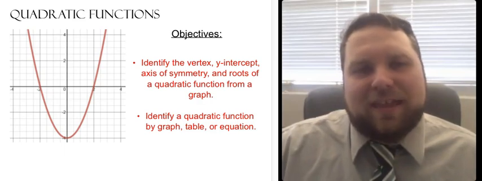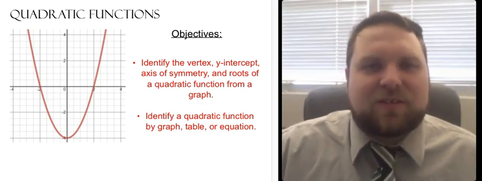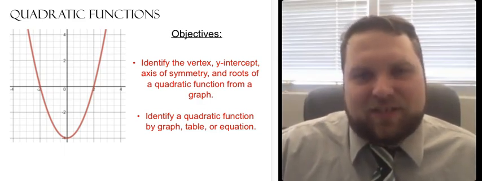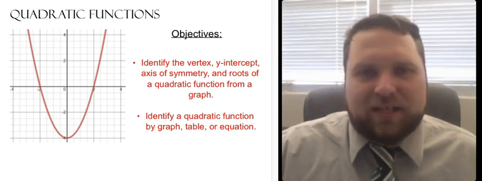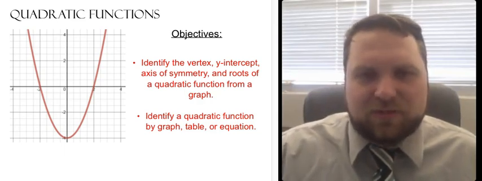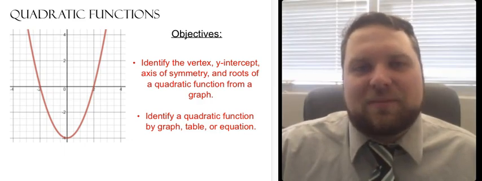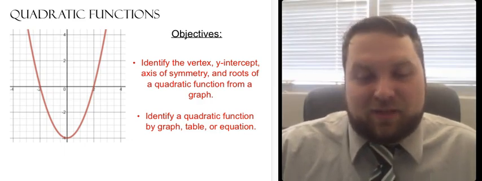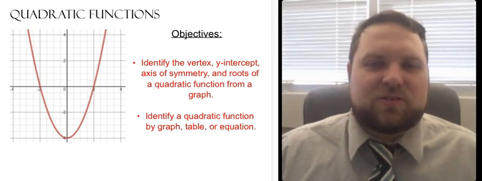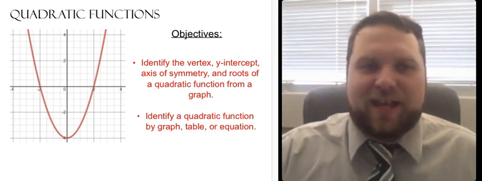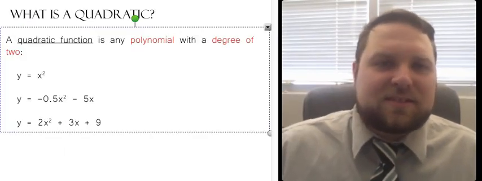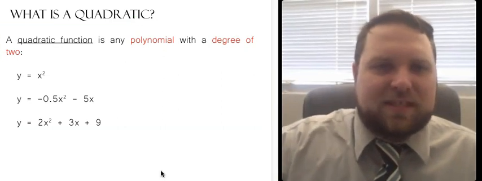But we're going to look at the graphs of these quadratic functions and identify some key features such as the vertex, y-intercept, axis of symmetry, and roots. And we're going to be able to look at either the equation or graph of a function and determine if it is quadratic. So let's start off with this.